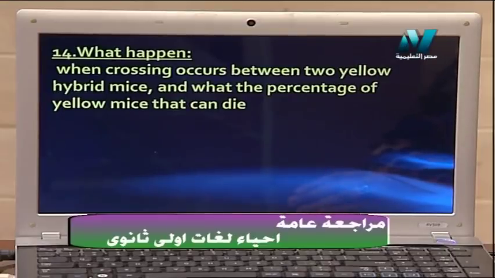14. What happened when crossing occur between two yellow hybrid mice? And what is the percentage of the yellow mice can be died? Of course, this is a case of lethal gene.